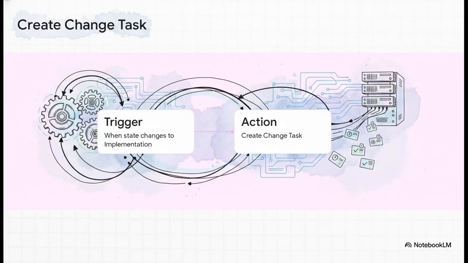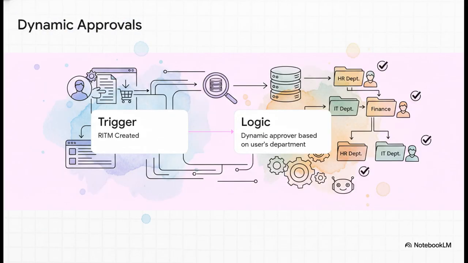This flow is all about making sure your process is followed every single time, which reduces risk. As soon as a change request gets moved into the implementation state, Flow Designer automatically creates all the necessary change tasks. This means you get consistency, and you can be absolutely sure that no critical steps are ever missed during a rollout.